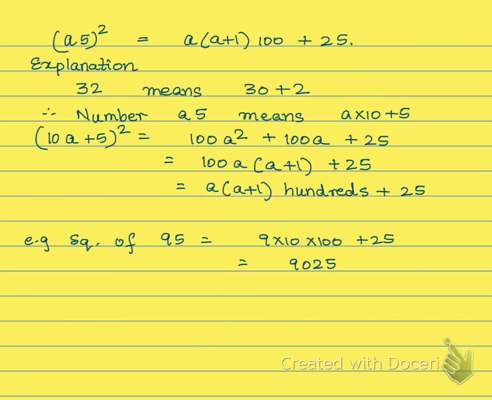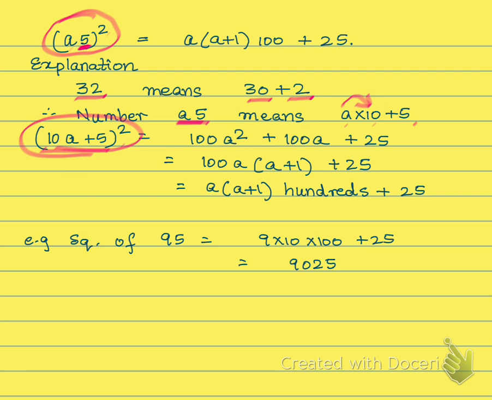So let's find out some general rule in order to find the squares of numbers whose units digit is a 5. So I can write it as (A5) square. Just like 32 means 30 plus 2, if the number is A5, that means it's the number into the place value. So A into 10 plus 5. That means I can write it as 10A plus 5. Now I'm squaring this number. So I have (10A plus 5) whole square over here.